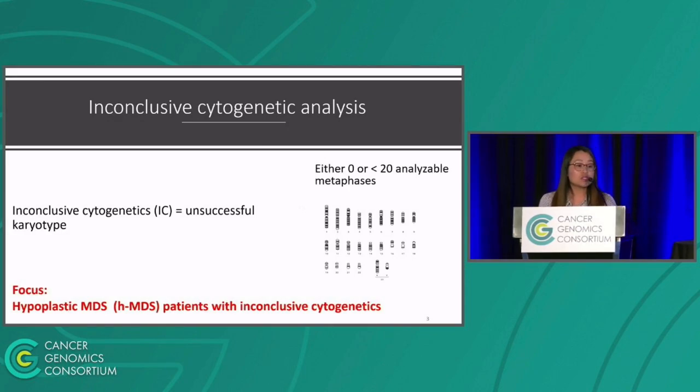Even though chromosomal abnormalities are important, sometimes they are not available in some patient populations, and we define those patients as inconclusive cytogenetics or unsuccessful karyotype, defined as patients who have either 0 or fewer than 20 analyzable metaphases. For my study, we focus on hypoplastic MDS patients with inconclusive cytogenetics.